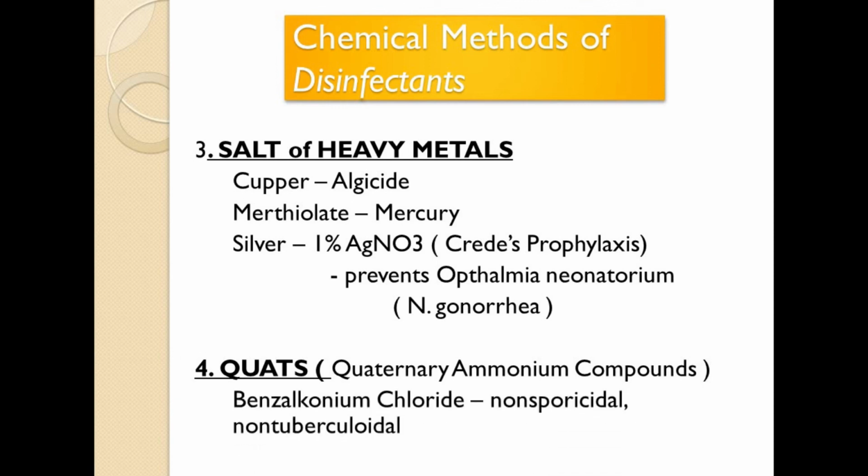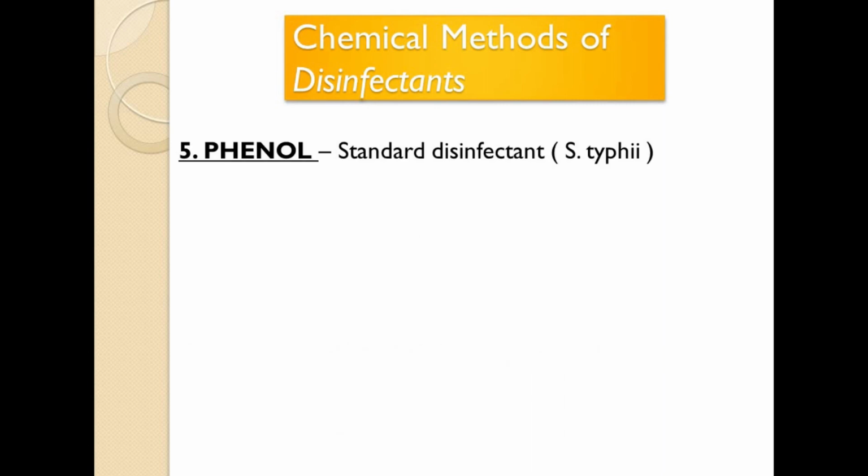Next, we have the quats or the quaternary ammonium compounds, or the benzalkonium chloride. So, this is non-sporicidal and non-tuberculocidal. So, these are some examples of chemical methods of your disinfectants.